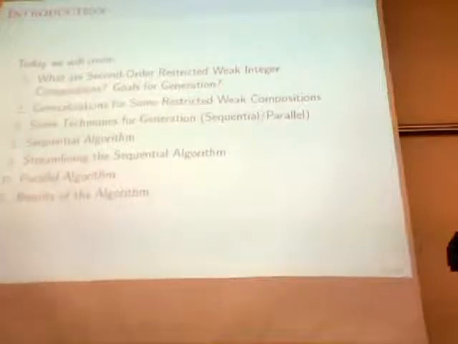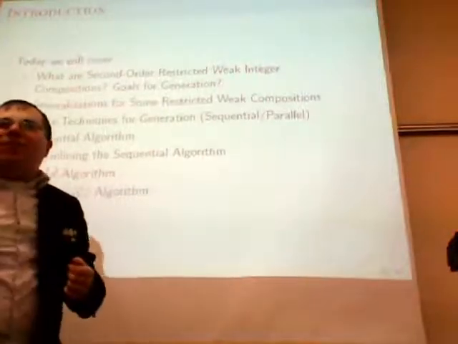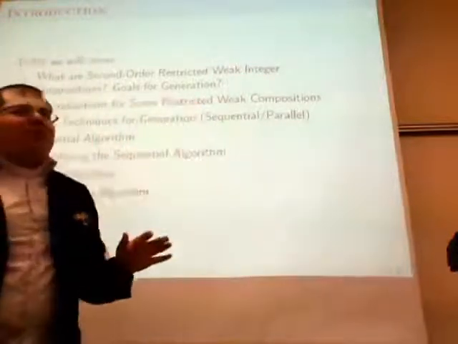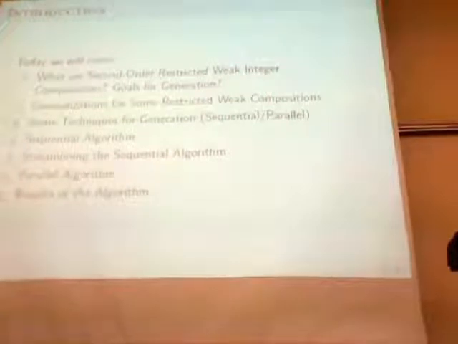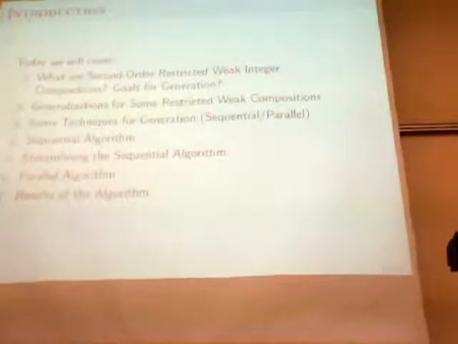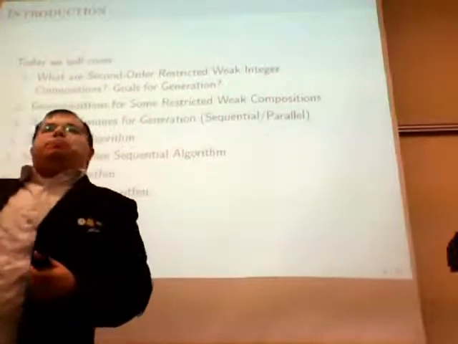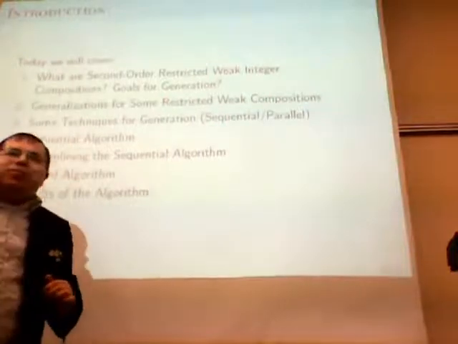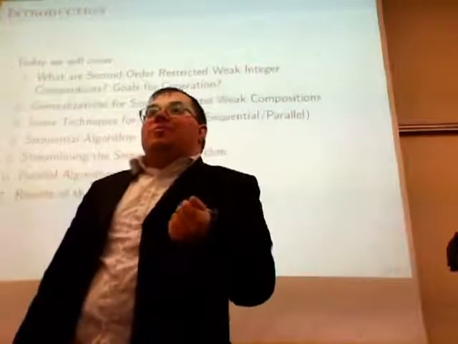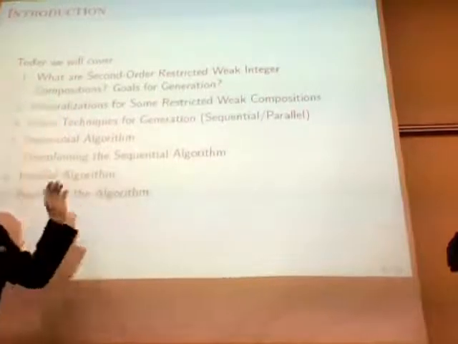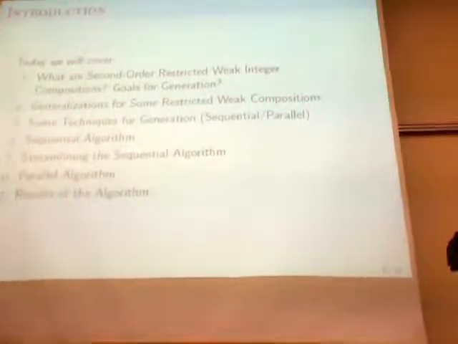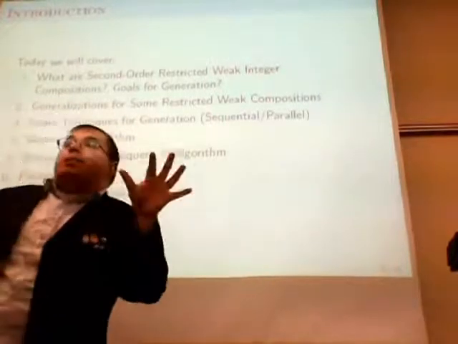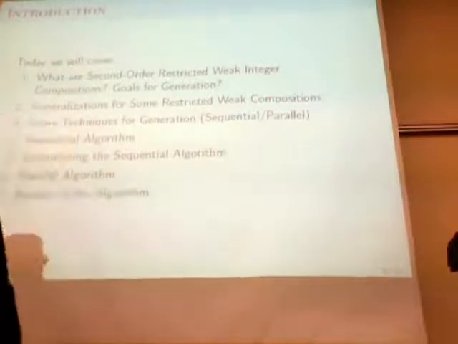Now, I'll be showing you a sequential algorithm I came up with in 2012 for generating a particular object called a second-order restricted weak integer composition. I know it's a mouthful, but I'll be showing you that it's not just about, okay, I have a sequential algorithm, let's just throw loops on it. It's a little bit more complicated than that. So I'll be showing you how to streamline such an algorithm, and then show you how you can make it nice and parallel. Keep in mind the architecture we're going to focus on is shared memory machines, so things like OpenMP are going to come into play here.